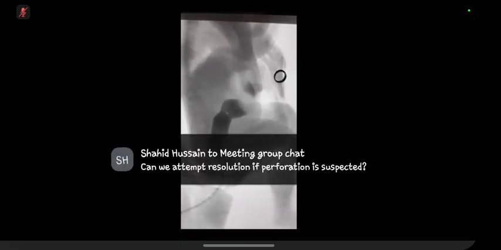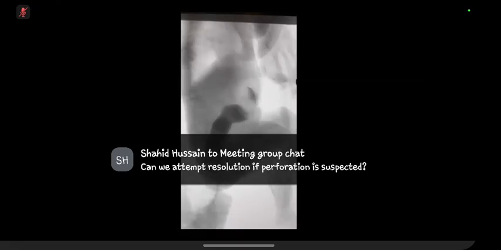So I'm focusing on the barium column. It is opacifying the sigmoid colon. So there is no free resolution. I cannot see the barium extending freely into the ascending colon, and there is a lot of resistance which is being visualized.